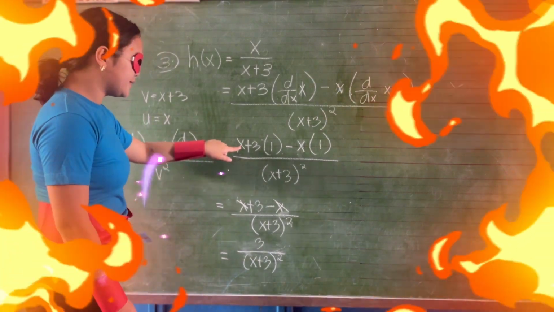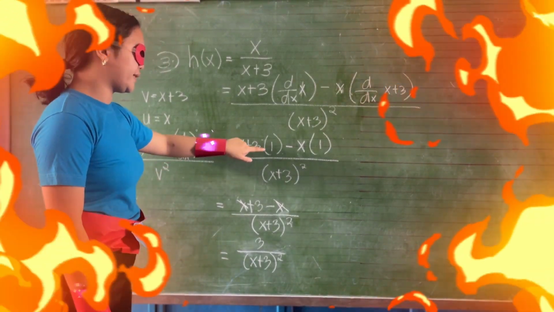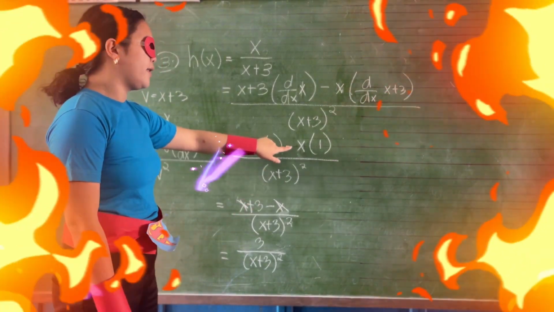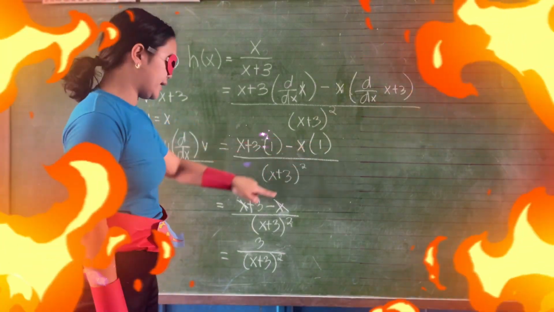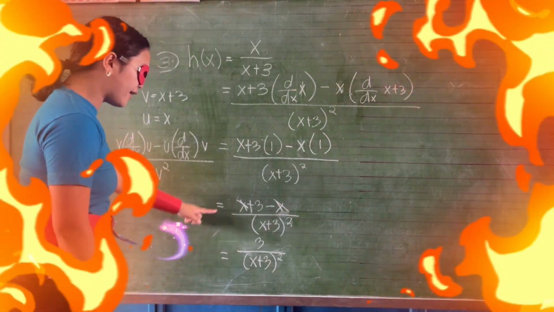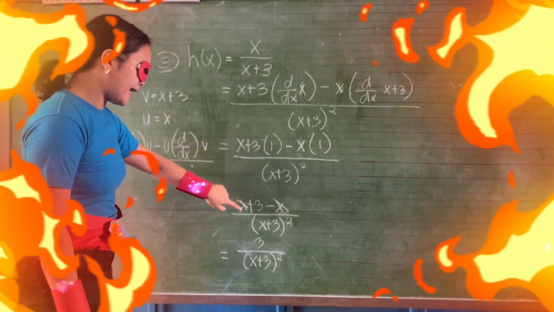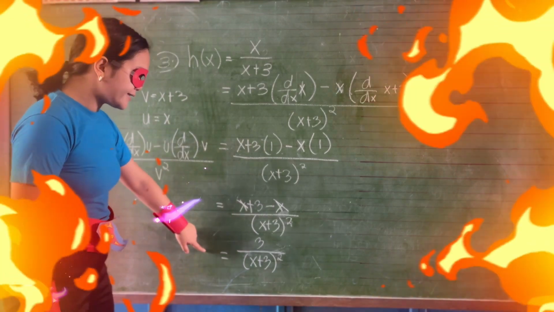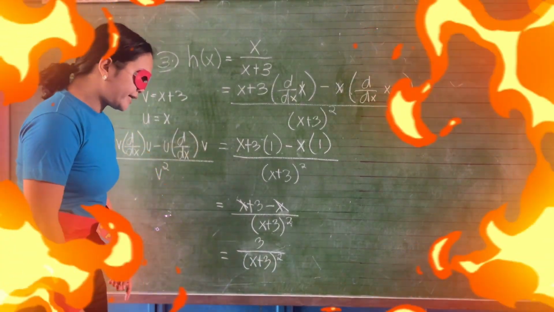Then after that, simplify it. So x plus 3 times 1 is x plus 3, and negative x times 1 is negative x, over quantity x plus 3 squared. Then after that, cancel the x and the negative x. So here, the answer is 3 over quantity x plus 3 squared.